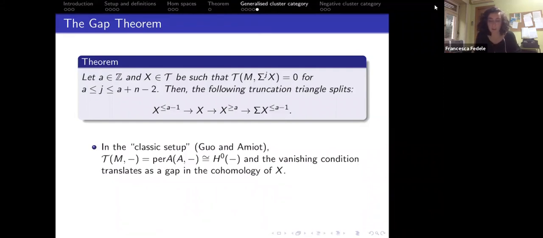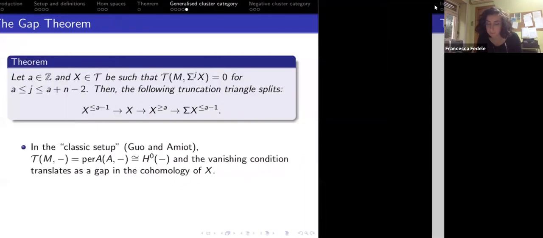on the cohomology of X, because we have this T of M comma blank, which in that case is the Hom space over the perfect derived category of A comma blank, which is just H0 of blank. So basically this condition becomes a gap of n minus 1 consecutive degrees on the cohomology of X. So it makes sense that in that case X is isomorphic to the direct sum of these two truncations, basically.